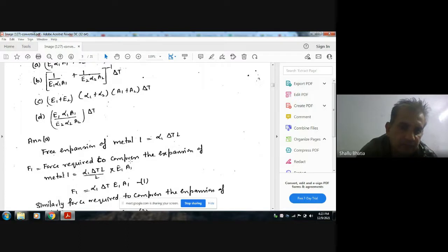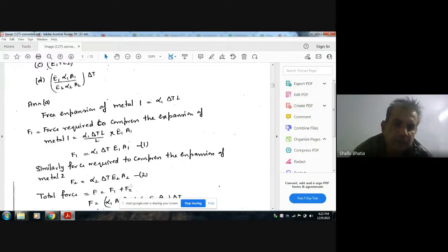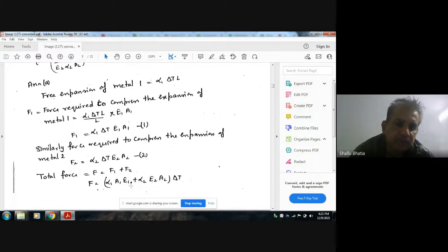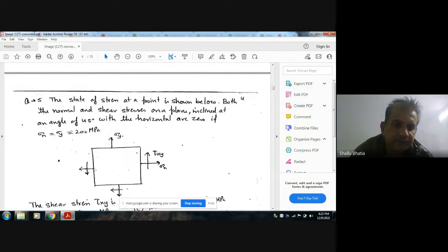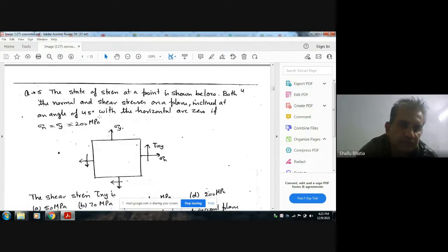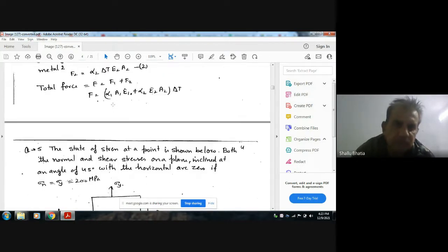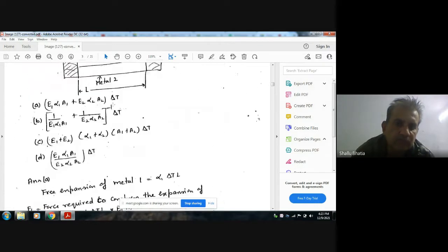This force is expansion strain into A into E. Strain into E will be stress, and then A will give force. So this force is given by alpha 1 delta T E1 A1. Similarly, by the free expansion of the second material, we can find out F2. So the total force will be F1 plus F2 is equal to F. Next, the state of stress. So summation of these two will give option A.